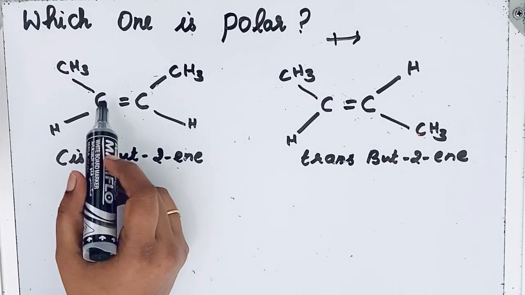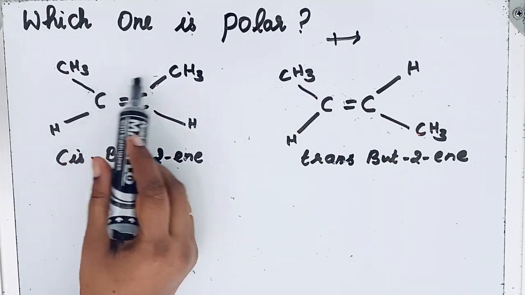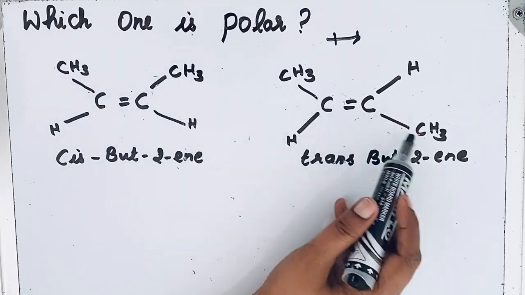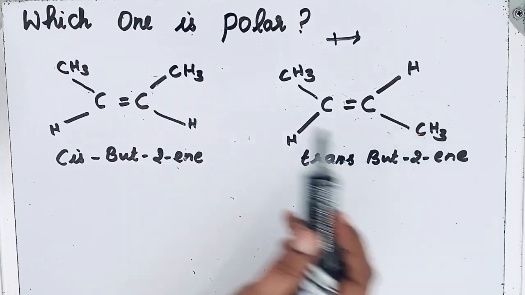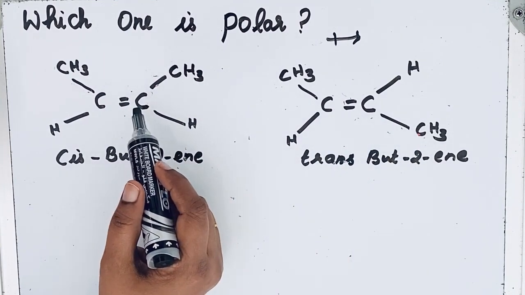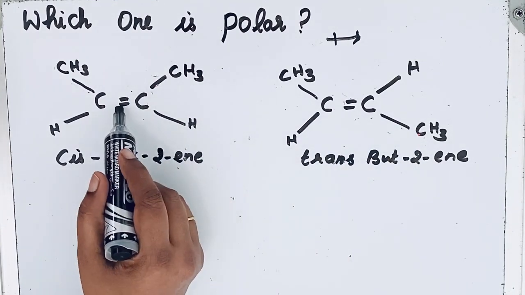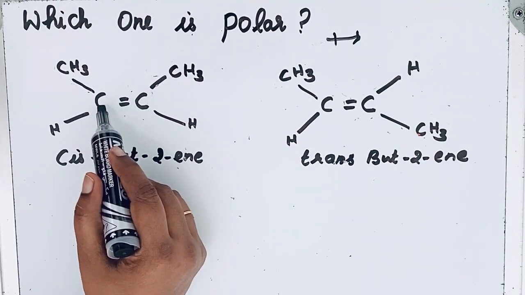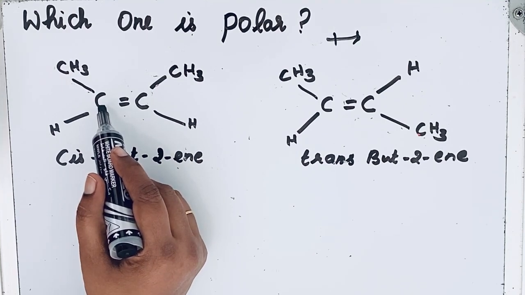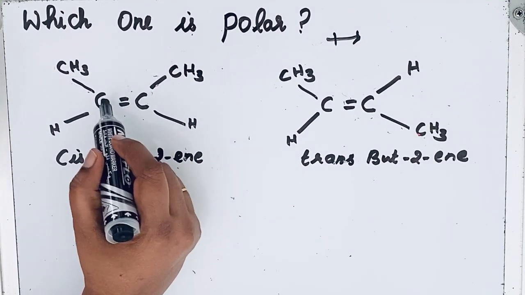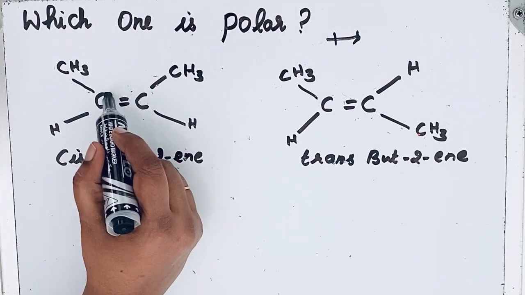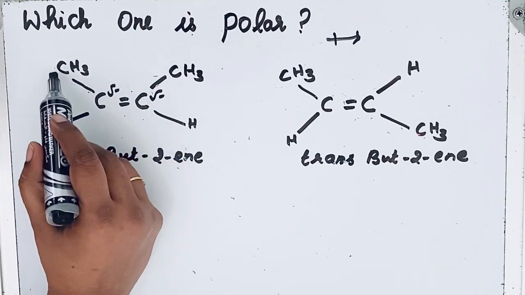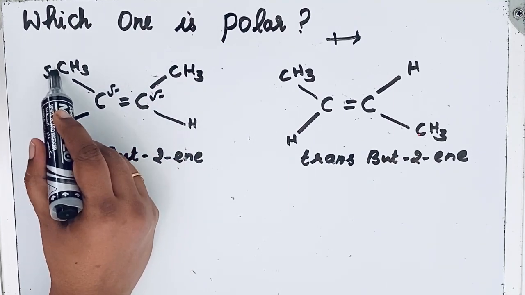If you see, in cis-butene, these two CH3 groups are on the same side, but in trans, they are on the opposite side. So among these, which one has the higher electronegative element? See here, this carbon is attached to a double bond. So this makes that carbon a more electron-dense atom. Due to this double bond, these two carbons are getting partial negative charge, so this carbon is getting partial positive charge.